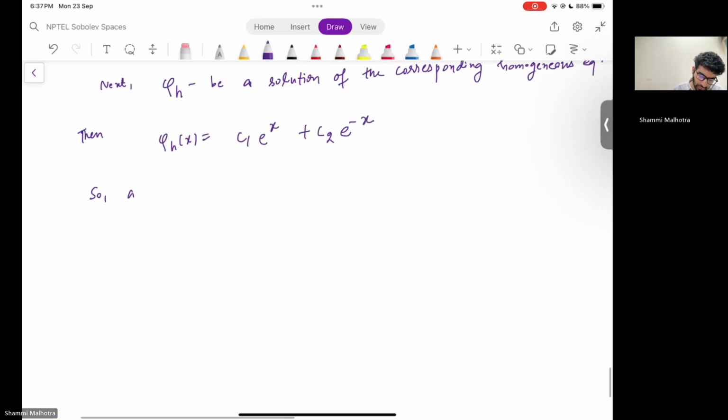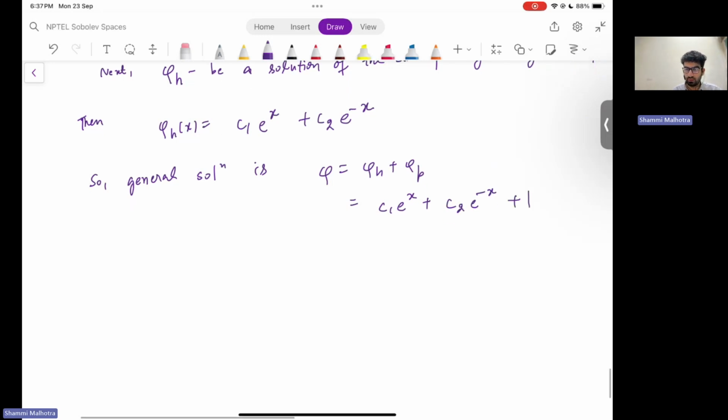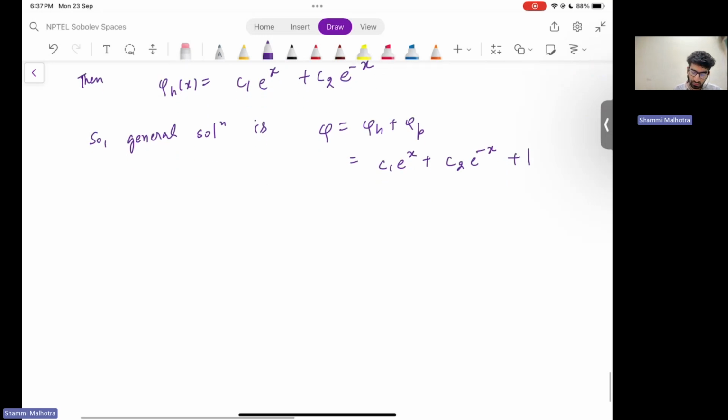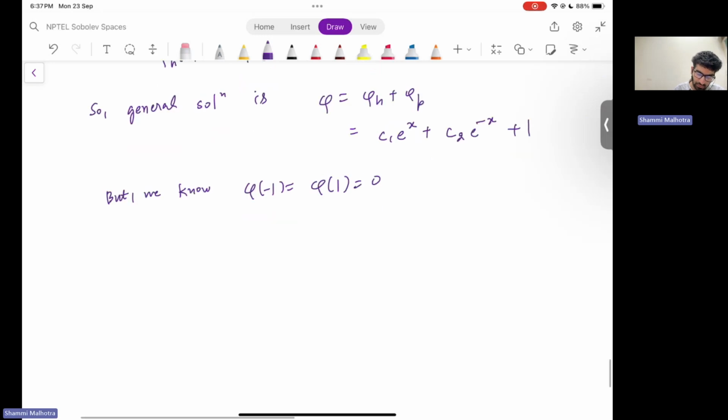So the general solution is phi, which is nothing but phi h plus phi p, which is c1 e to the power of x plus c2 e to the power of minus x plus 1. So we need to evaluate these constants, c1 and c2. But we know that phi of minus 1 and phi of 1 are both 0.